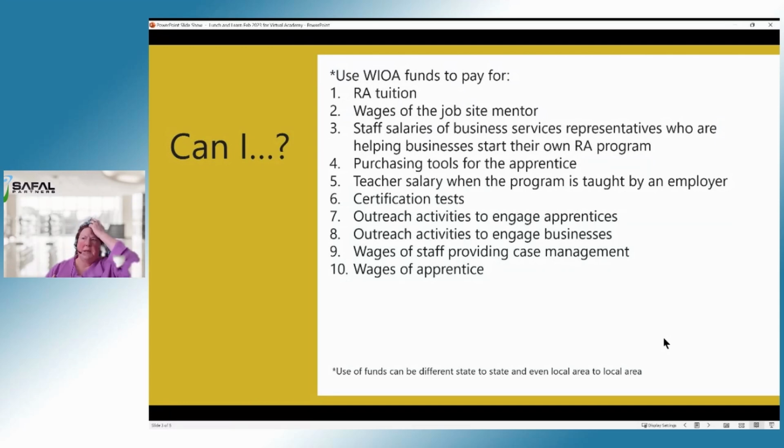The wages of the apprentice. What about that? What about the wages of the apprentice? Better yet, can I pay 100% of the wages of the apprentice? Let's see what you have to say.